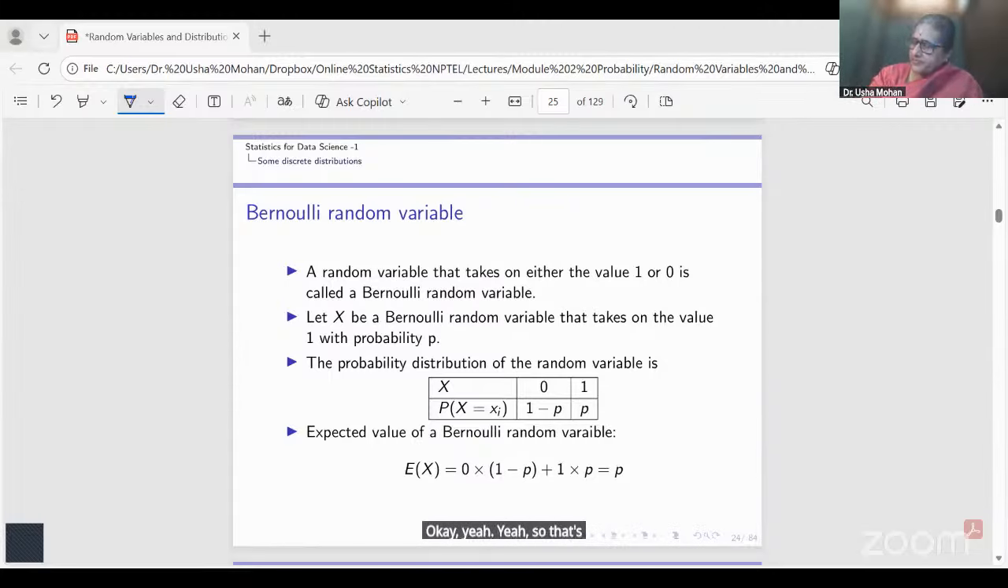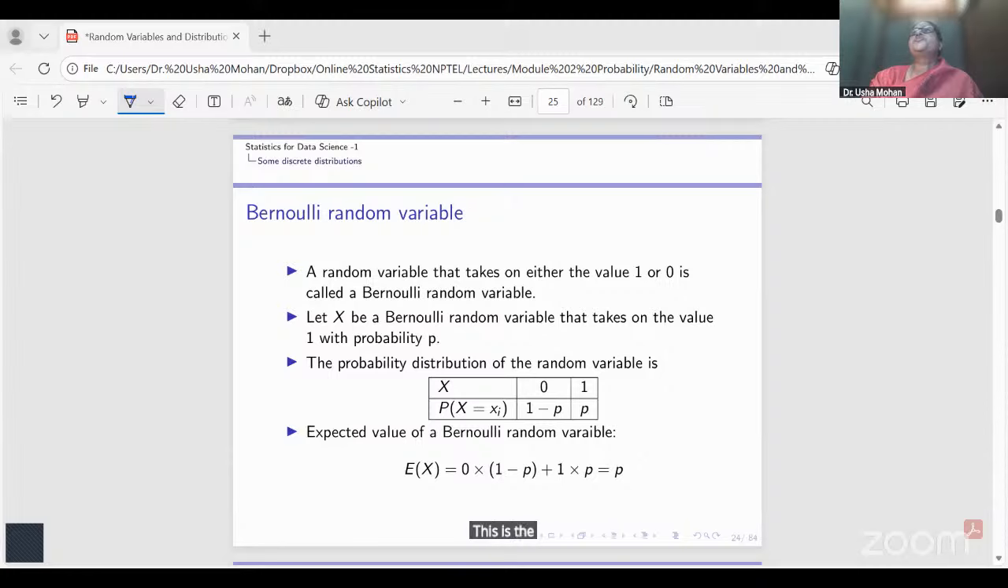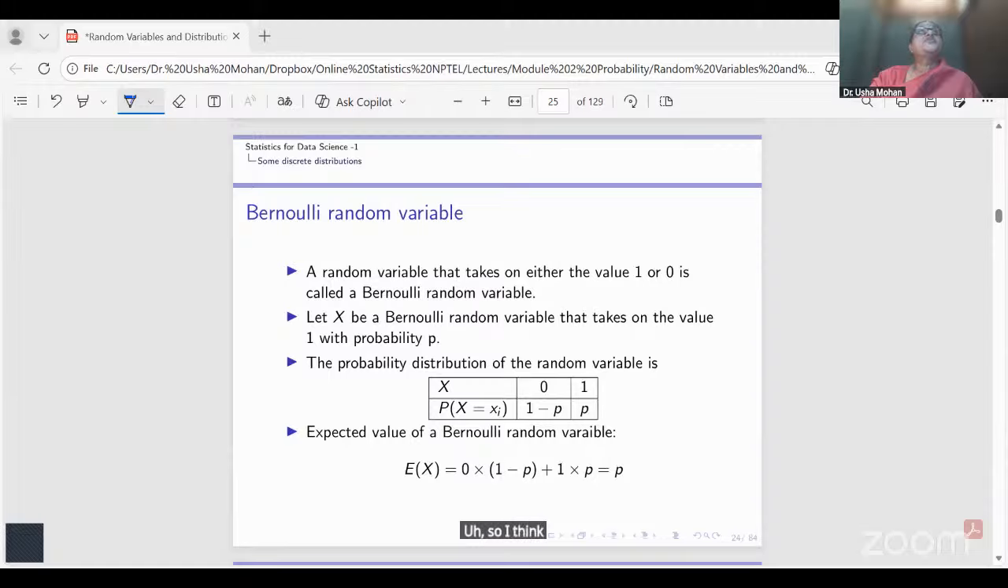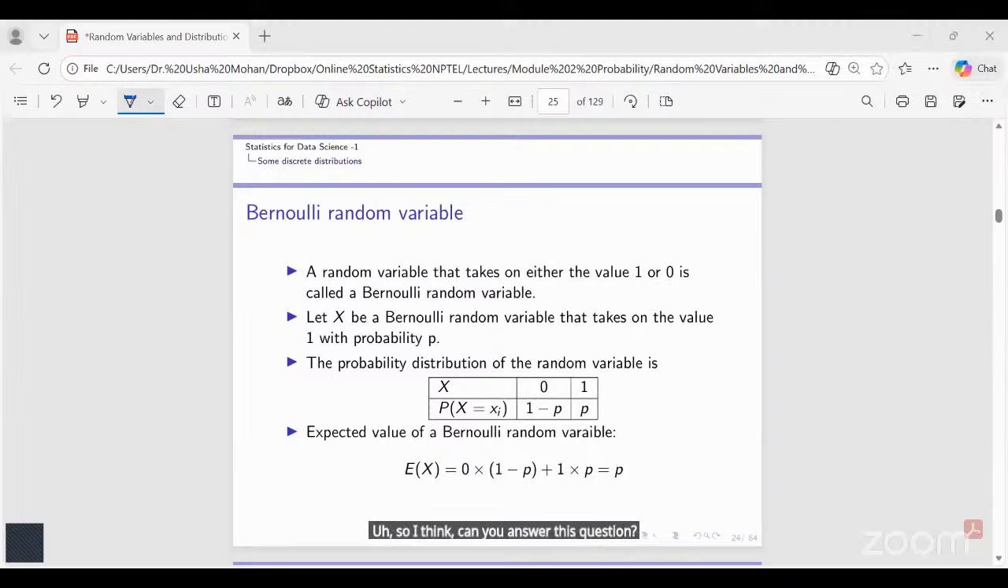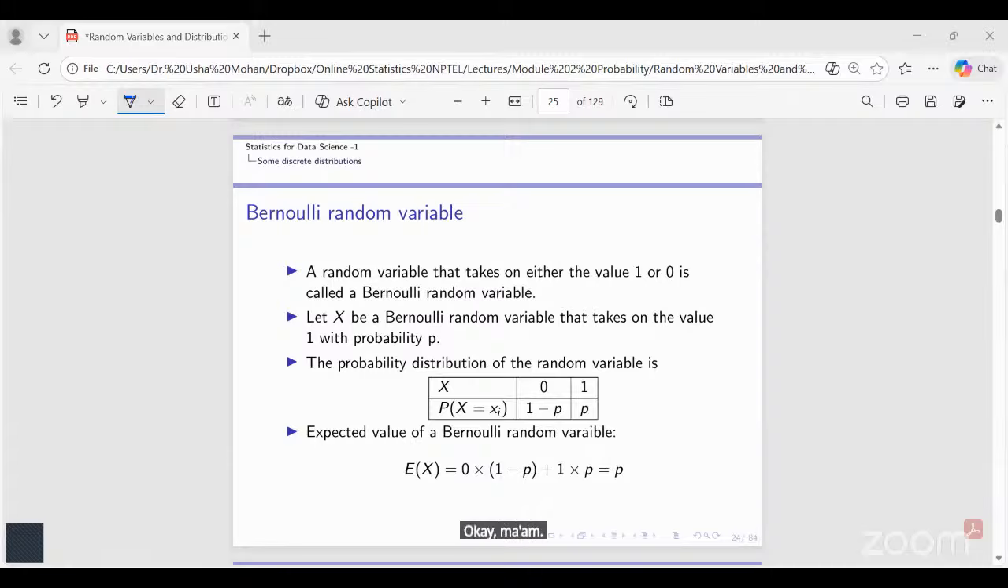Ma'am, from which week is this content? This is the distribution, random variable and discrete and continuous distributions. Okay, so it's from week third maybe. Swati, can you answer this question? It's from week 9 to 12. The revision session is from week 9 to 12. Okay, ma'am.